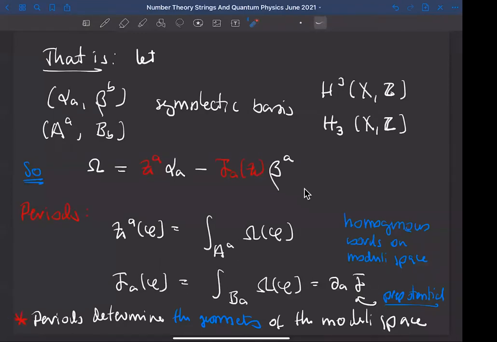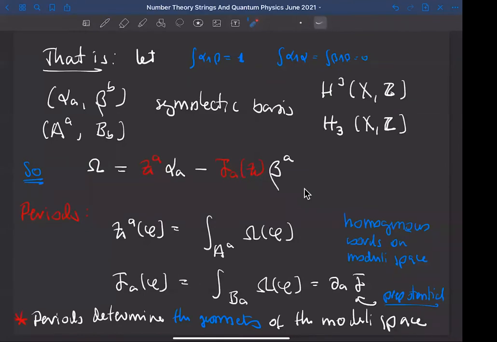Let me be more specific about what we mean by the periods. Suppose you choose a symplectic basis for your cohomology of three-forms, alphas and betas. Symplectic just means that the integral over the manifold of alpha with beta is one, the integrals of alpha with alpha and beta with beta are zero, and the integral of beta with alpha is minus one. We can also consider the Poincaré duals of these bases, A's and B's, in the third homology of the manifold.